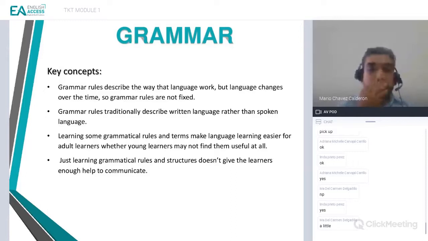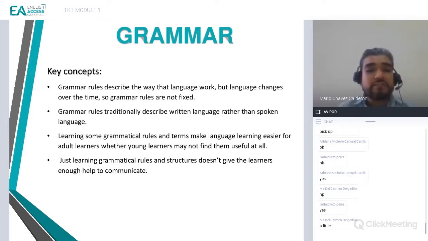Okay. Key concepts about grammar. Grammar describes the way the language works, but language changes over time. So grammar rules are not fixed. They change over time. The grammar rules we have today are not the same as the grammar rules we had in the past. We need to be always updating ourselves, like getting up to date, right? To check that the grammar that we are teaching in the classroom is valid.